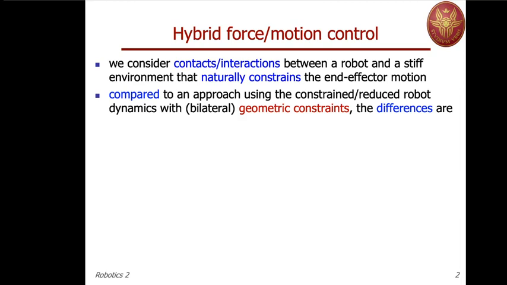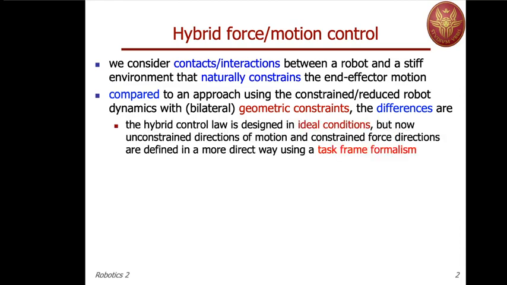Now, what are the differences at this stage? First of all, we still design the hybrid control law imagining we are in ideal condition. We will see what this in particular means. But now the directions where we have constrained forces and unconstrained motion will be defined using special formulas which involve a task frame, a usual frame that is associated to the task. So it will be more direct to visualize.